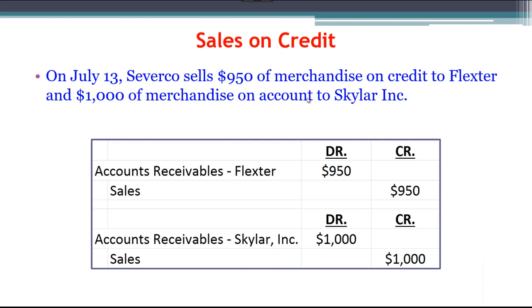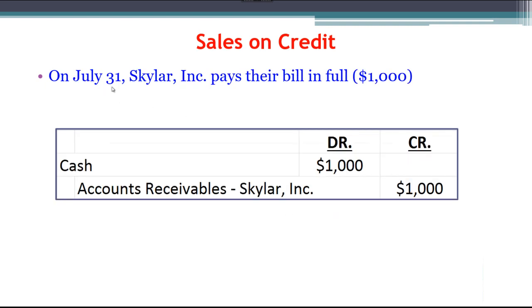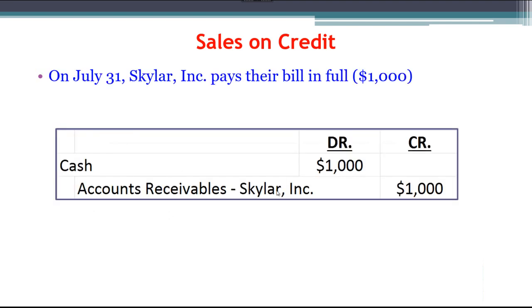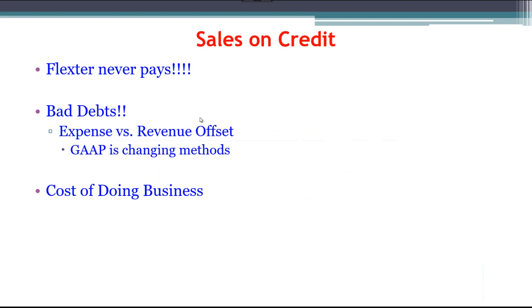So we have this same transaction here. We're not repeating it. We're just refreshing your memory about it. And now on July 31st, Skylar Incorporated pays their bill in full. So we're debiting cash to increase it, and we're crediting the accounts receivable asset for that customer to reduce it. They no longer owe us the money. But let's assume the other customer doesn't pay at all. So we cannot do this journal entry for that customer. They haven't paid. So now we bring up the topic of bad debts.